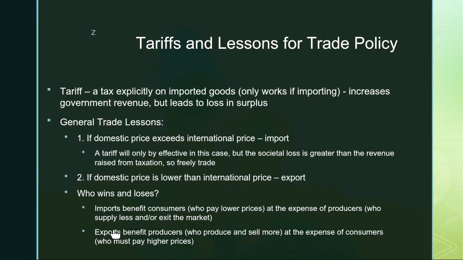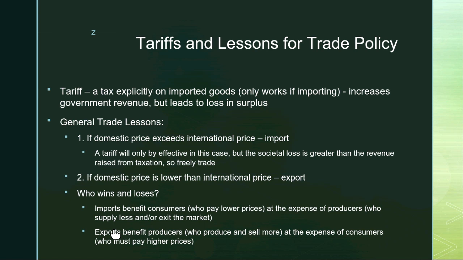So again, a tariff is explicitly a tax on imported goods. It only works if importing, right? If I tax exports, all I'm telling my producers is that you have to pay me for you to send your goods abroad. But in reality, governments don't want producers to do that. They actually are happy when producers are exporting, so that wouldn't make much sense.